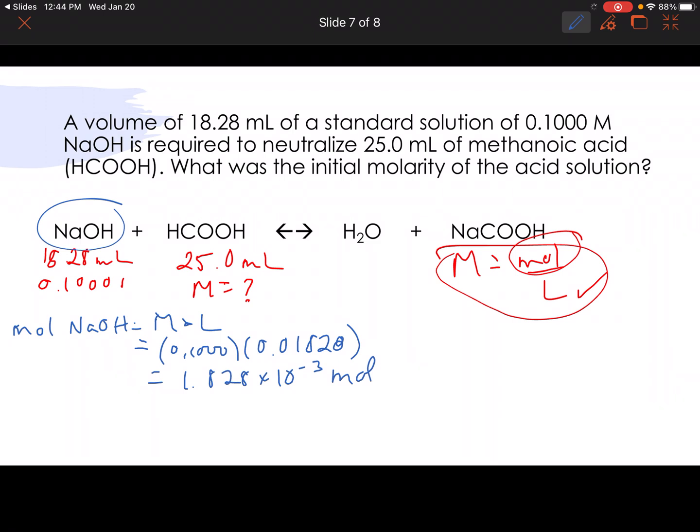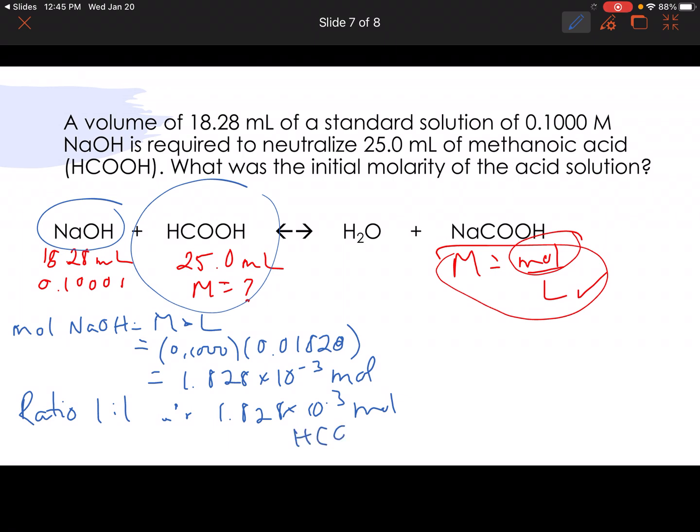Now, at the neutralization point, I know that moles of OH minus is going to equal moles of H plus. So that tells me that I know how many moles of methanoic acid I have here at my neutralization point. Now the mole ratio is 1:1. If it wasn't 1:1, you could use dimensional analysis to figure that out, or just know that you have to multiply it by 2 or whatever it is, right? But the ratio is 1:1, so what that tells me is that I'm also going to have 1.828 times 10 to the negative 3 moles of the methanoic acid here.